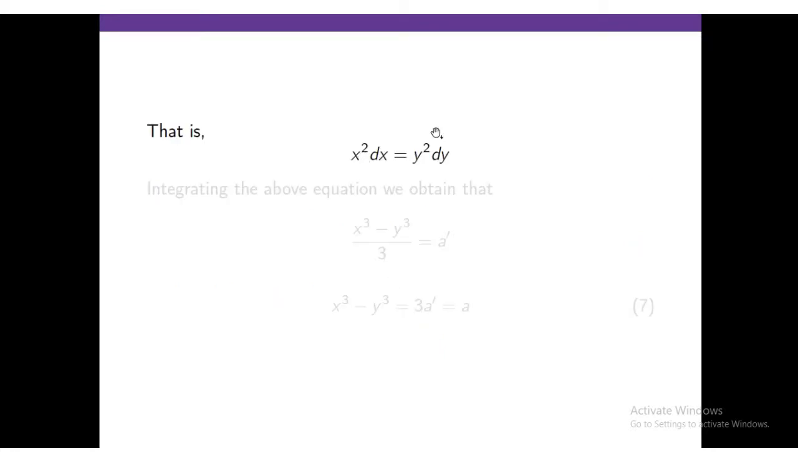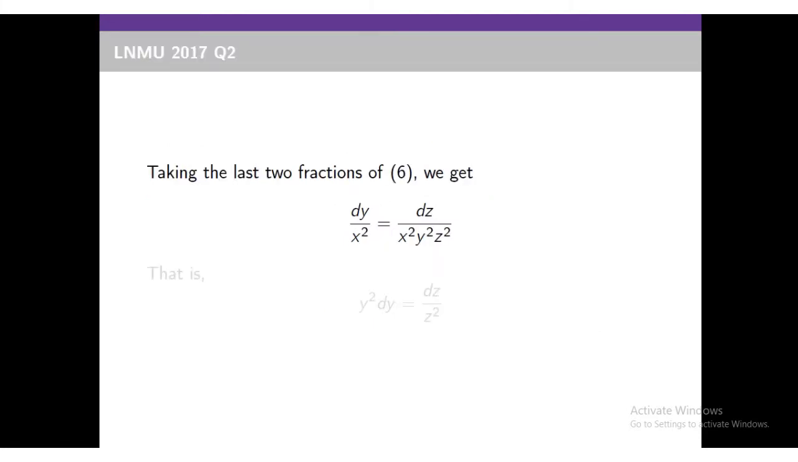Now integrate this equation, you will get x cube by 3 equal to y cube by 3 plus integrating constant, and when you take y cube by 3 to the left hand side you will get this one, and this a dash is the integrating constant. Now take 3 to the right hand side, you will get x cube minus y cube equal to 3a dash, which we write as a. This is the first integral of the auxiliary equation. Remember this equation, which we will use in writing the general solution of the Lagrange's equation.